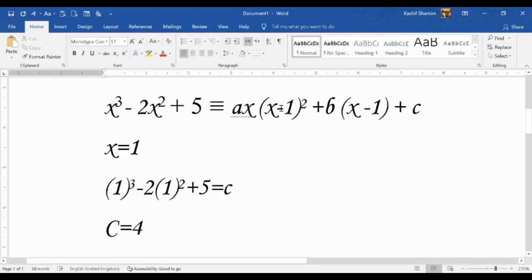Then we need to find out the value of A. Since we have the value of B already and C already, let's replace them.